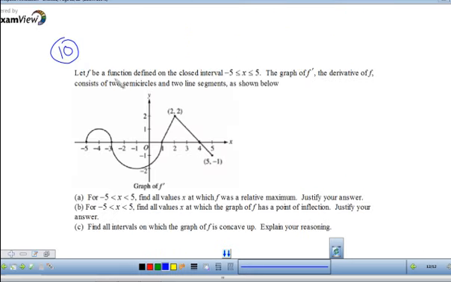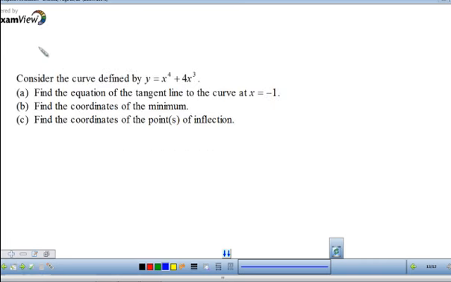So we did 10 in class. Okay, so 11. Considering the curve defined by y equals x to the fourth plus 4x cubed, find the equation of the tangent line to the curve at x equals negative 1.